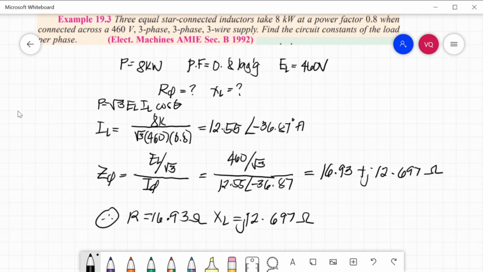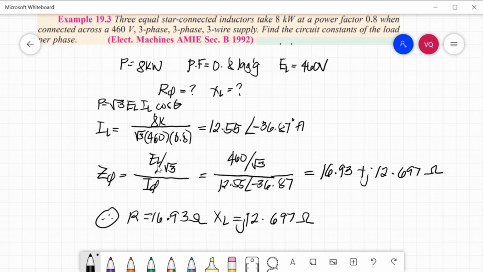Our total power is equal to square root of 3 ELIL cosine theta, and we can solve for the line current. That is equal to 8,000 divided by square root of 3 times the line voltage, 460, times 0.8. That is 12.55 amperes. This angle is the arc cosine of 0.8 lagging, so that's why it is negative 36.87 degrees ampere.